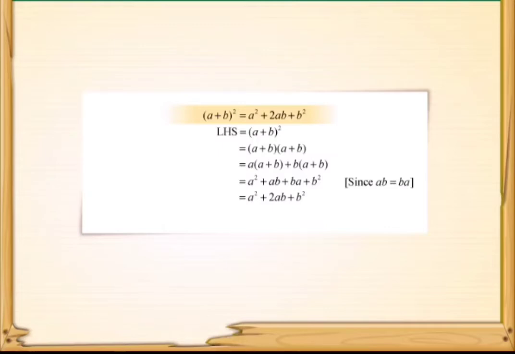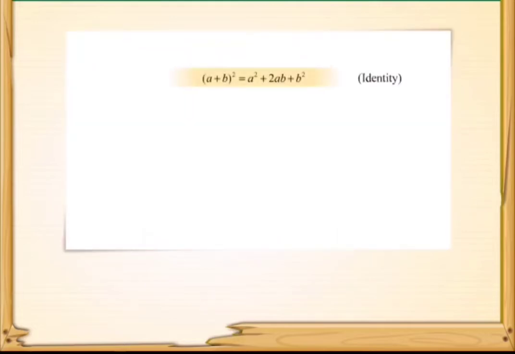Therefore, the final result is a square plus 2ab plus b square, which is equal to the right-hand side of the original expression. Since the right-hand side is obtained by the actual multiplication of the left-hand side, this equality is an identity. Identities can be used as an alternative method of solving multiplication problems of binomial expressions and numbers.